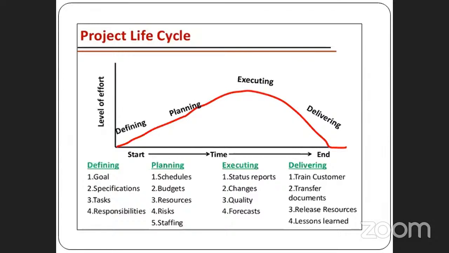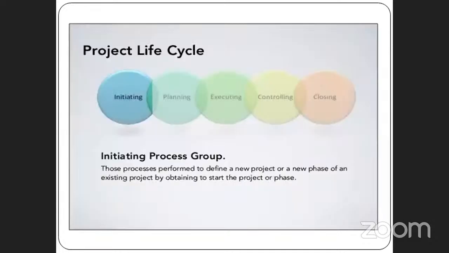Then executing. So this plan should be executed with attention to quality and forecast. If there is any deviation in the quality or forecast, the status report is noted stage by stage. If there is any deviation, it should be corrected. Next is delivering. Delivering means all these things should come under the documents. By the documents we can come to know which part we made mistakes in. So this is the main project life cycle we are following.